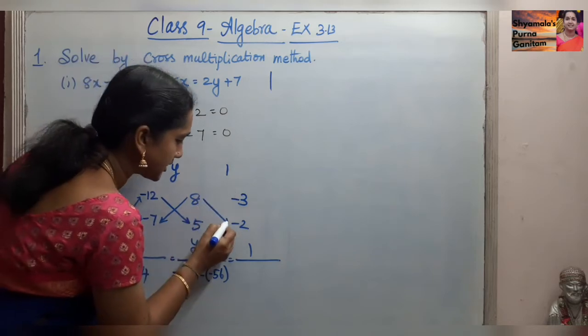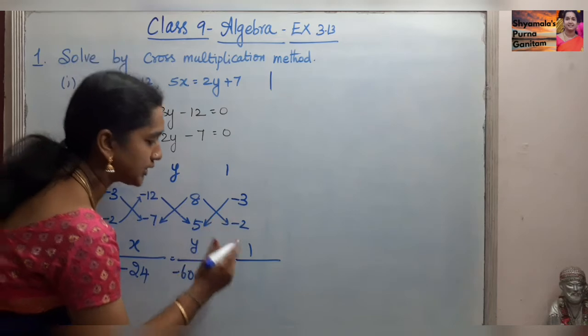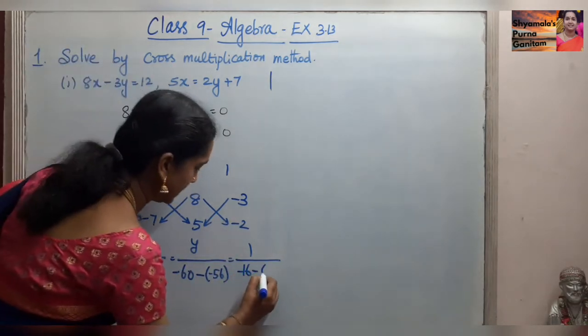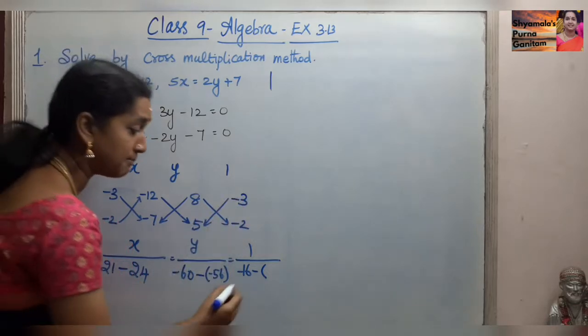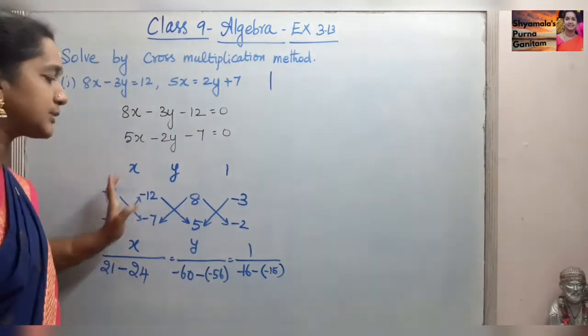Then for the constant term, we'll cross multiply these two. 8 2s are 16, so minus 16. Minus 5 3s are 15, minus 15. Okay, so now we have cross multiplied this.